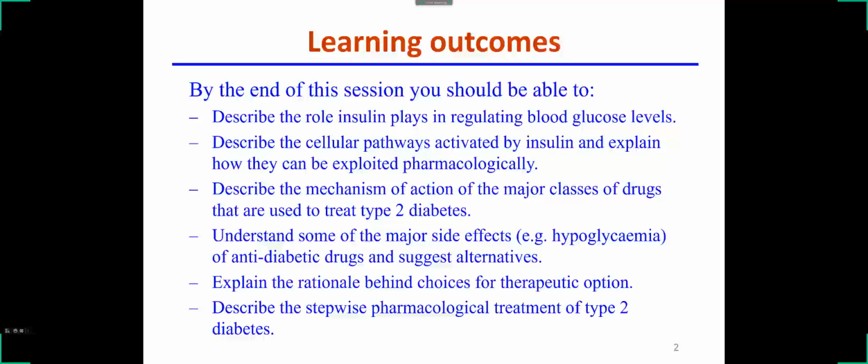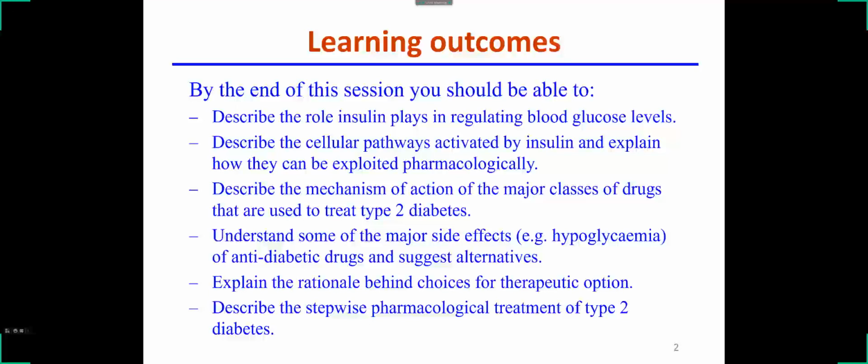I want you to understand some of the major side effects of some of these drugs and then suggest alternatives, because, as I mentioned, there's been almost 100 years now of treating diabetes, originally with the discovery of insulin. But a lot of different variants and compounds have been discovered and trialed since then. So we need to understand today which ones we should use when and why, and what the side effects are.